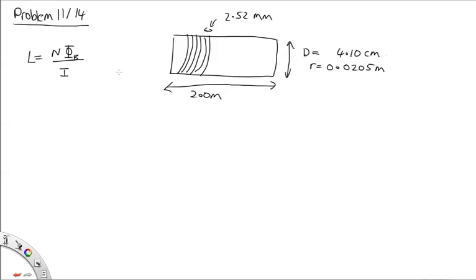We're now going to need to use this information to work out what these things are. So N, that is the total number of turns, will be equal to the length, which is 2.0, divided by the thickness of each turn, which is 2.52 millimeters. So 2.52 times 10 to the minus 3. Solving that, we get that N is equal to 794 turns.